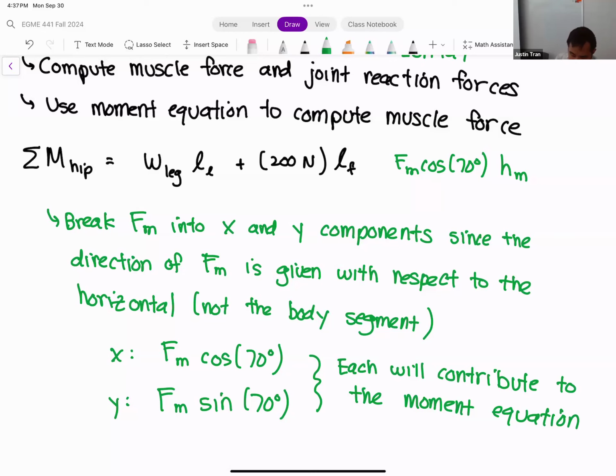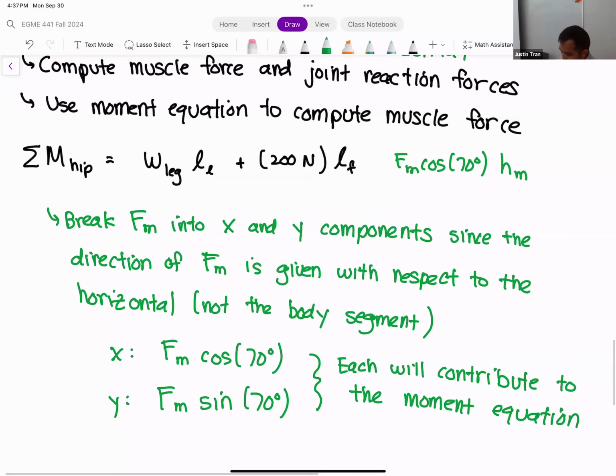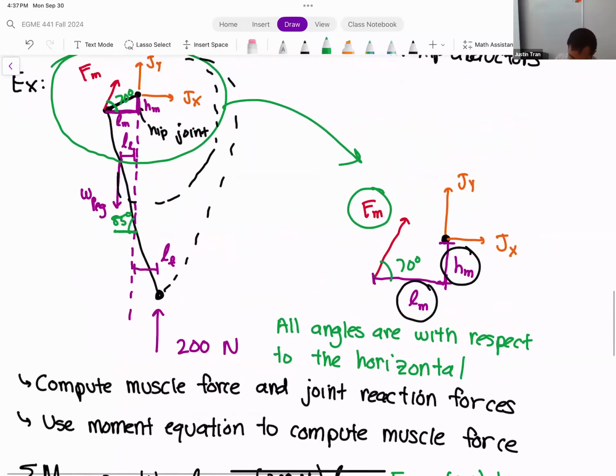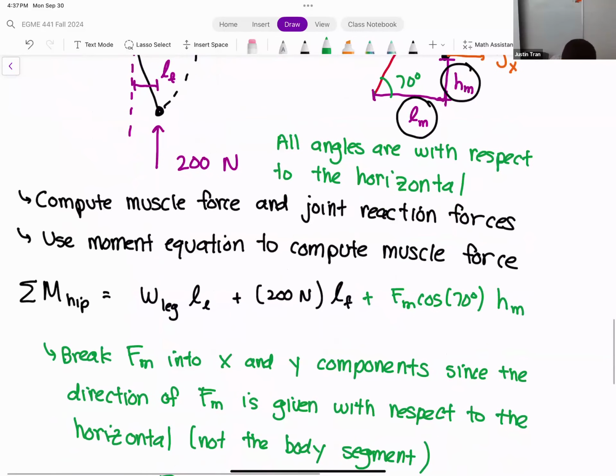Of course, we need the direction now, right? So we need to know whether this is going to make a positive or negative contribution. Okay. And so if we draw a horizontal line that originates from the point where the muscle attaches, and we follow this around, we can see that that is a counterclockwise moment. Okay. So that is also going to be a positive contribution to the moment equation. So we have a plus FM cosine 70 degrees times HM.